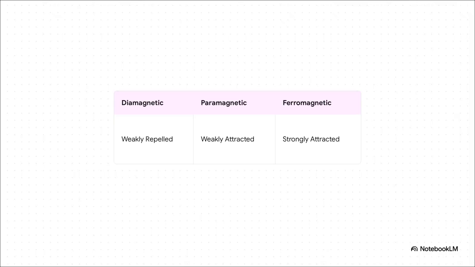You're also guaranteed to see a question on identifying magnetic materials. Just remember the scale of attraction. Diamagnetic? They're actually repelled, just a little.